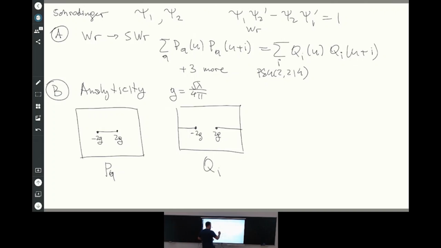And maybe I should actually add, I already said that you have to impose this polynomial asymptotics when you go to infinity in both ways.